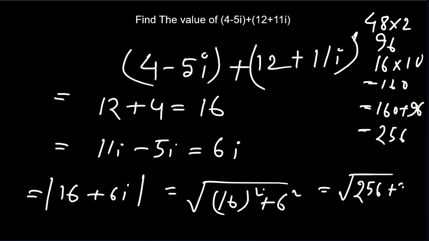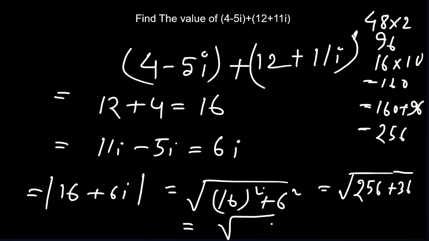Okay, so here 256 plus 36. 6 plus 6 is 12, 2 and 1 is carried. 5 plus 3 equals 8, plus carry 1 equals 9, and the 2 comes down, so it's 292. So the answer is root over 292.